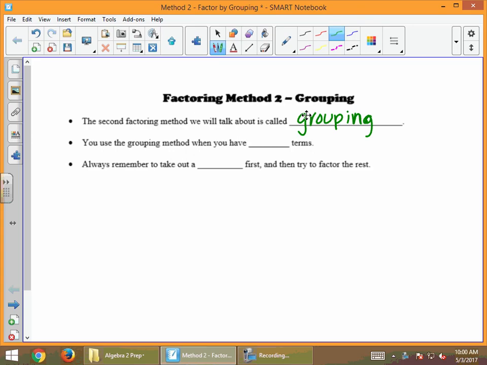We use grouping when you are given 4 terms. So when you go to factor, check to see how many terms there are. That'll tell you what method you're using. When you also go to factor, what must you remember to take out first? GCF. Always check and see, can I take out a GCF? That's your first step. And then once you check to see if you can take out a GCF, you're going to ask yourself, how many terms do I have? The amount of terms will tell you which method you're using. So if you have 4 terms, you're using grouping. Every time.